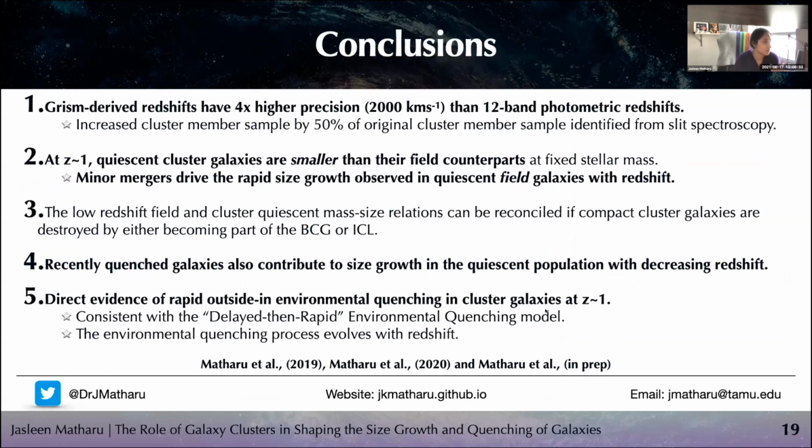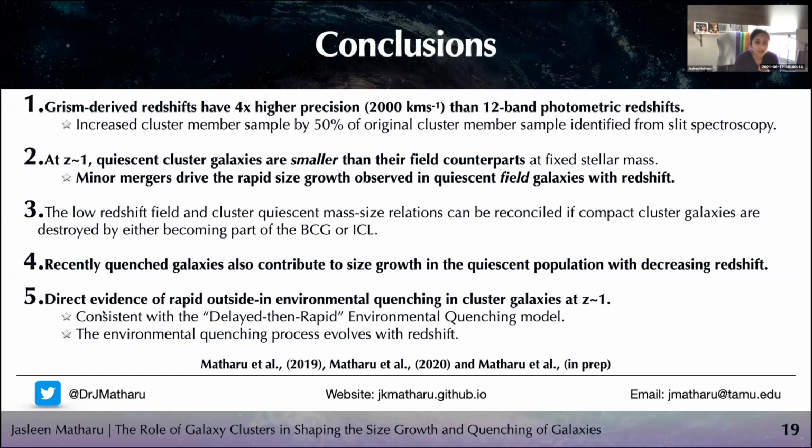Just to conclude, the first conclusion I have is that Grism-derived redshifts have 4 times higher precision than 12-band photometric redshifts. So people who work in cluster astrophysics, this is a very cheap way of getting redshifts for everything in your field of view, so please consider it. At redshift 1, we find quiescent cluster galaxies are smaller than their field counterparts at fixed stellar mass. This is evidence that minor mergers drive the rapid size growth we see in the field environment. The low redshift field and cluster quiescent mass-size relations can be reconciled if you consider cluster-specific processes. I also showed you direct evidence that recently quenched galaxies contribute to this size growth, so everyone can stop arguing, basically.